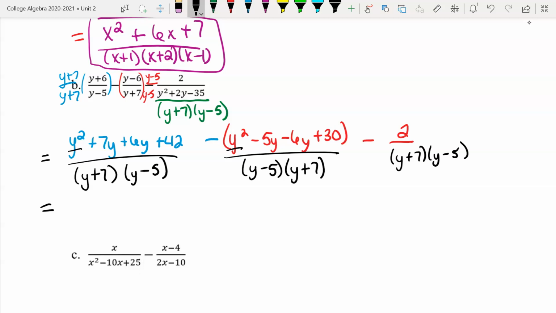So y squared minus y squared would be nothing. 7y plus 6y is 13y minus, this ends up combining to a negative 11y, so I'm going to add it. So 13 plus 11 would give me 24y. And I'm going to do 42 minus 30, which is 12, minus 2 would be 10, over a denominator.